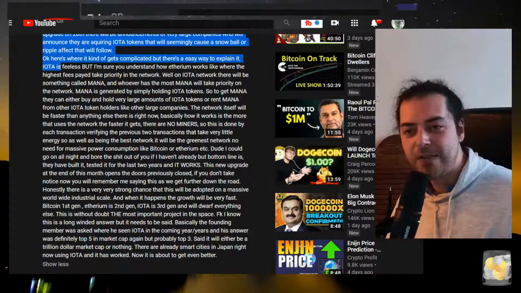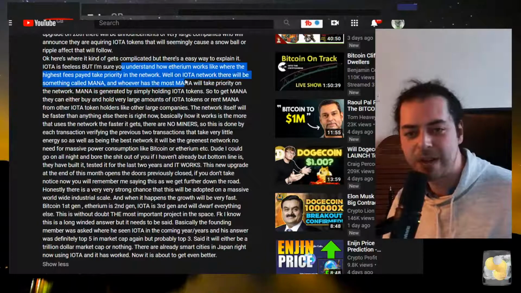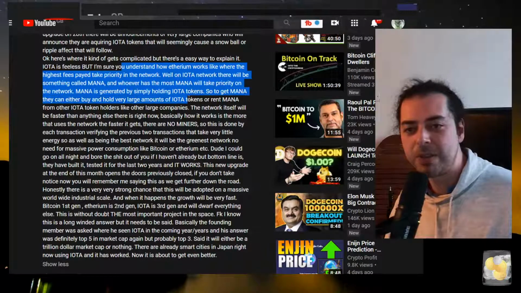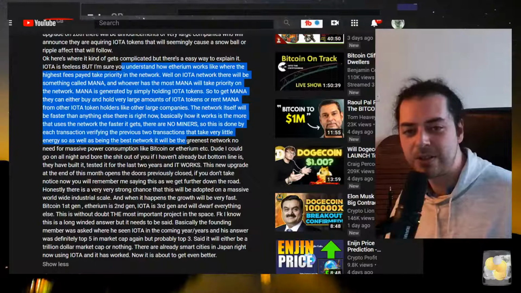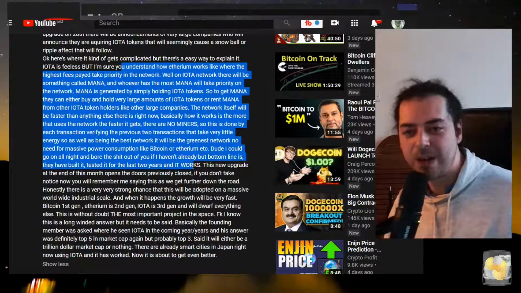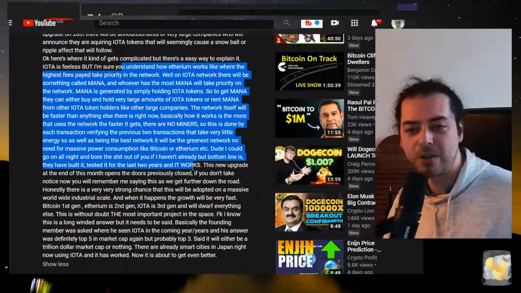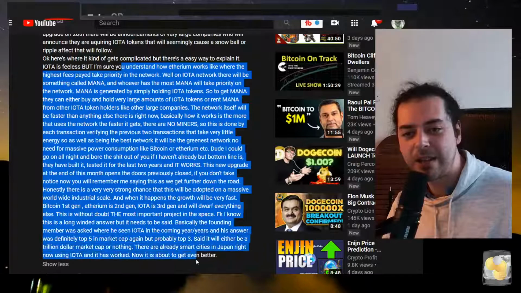Okay, here's where it gets kind of complicated, but it's an easy way to explain it. IOTA is feeless, but I'm sure you understand how Ethereum works, where the highest fee paid takes priority in the network, while the IOTA network will be something called mana, and whoever has the most mana will take priority on the network. Mana is generated by simply holding IOTA tokens. So to get mana, they can either buy or hold very large amounts of IOTA tokens or rent mana from other IOTA token holders like other large companies. The network itself will be faster than anything else there is right now.